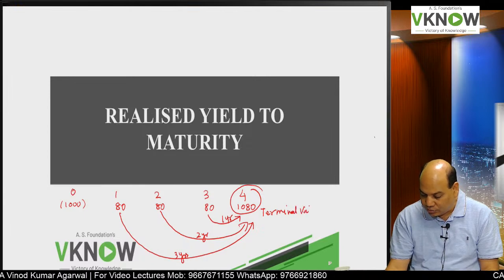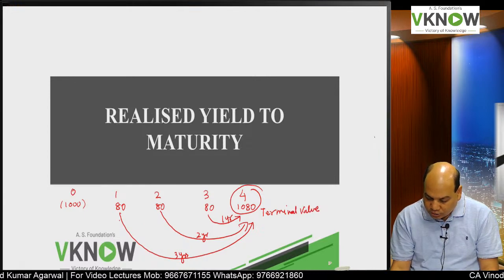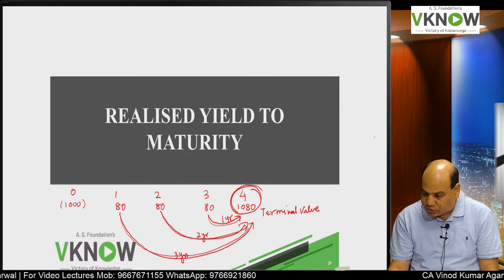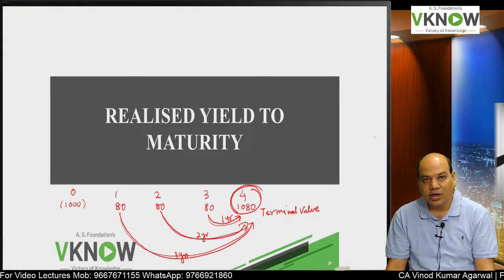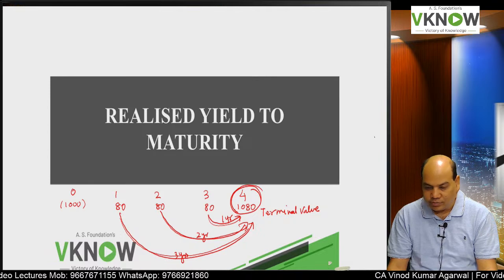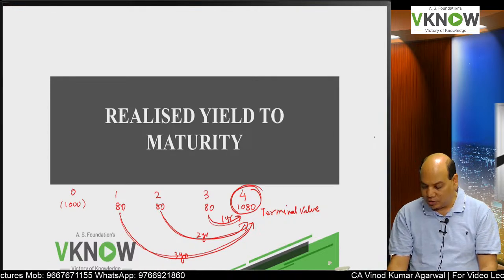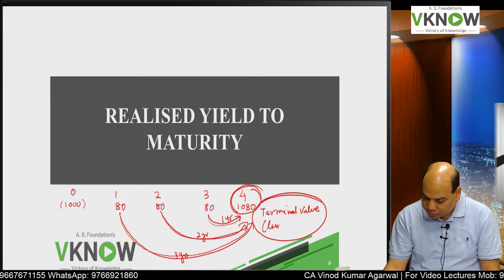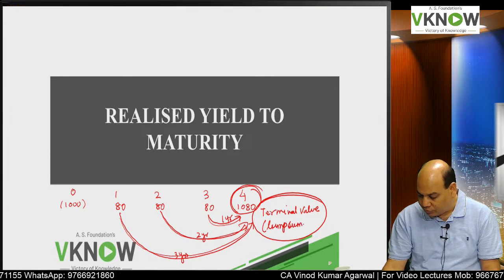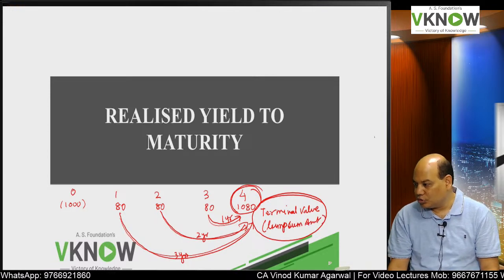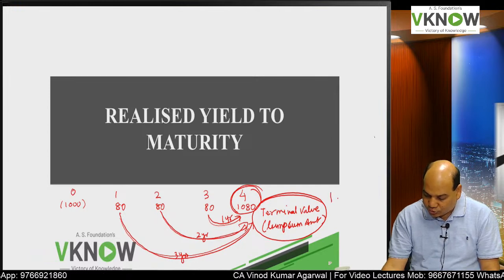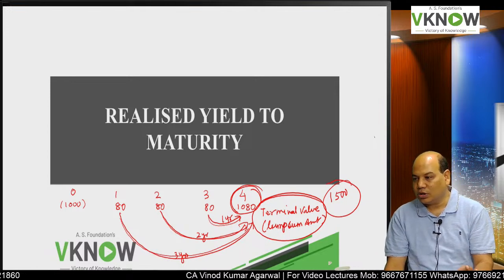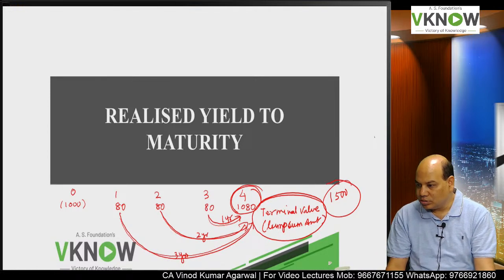What is terminal value? Terminal value means the future value of all these cash flows which were generated by the bond, invested at an appropriate investment rate. So we will get a lump sum amount on maturity. Only for example, let us say this amount comes to 1500 rupees on maturity.